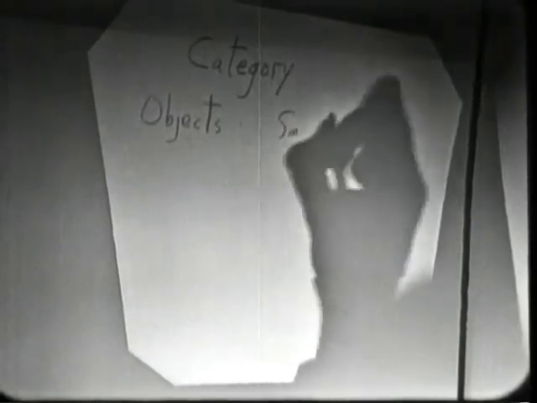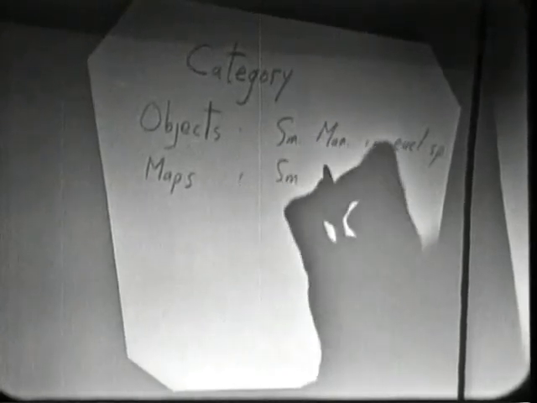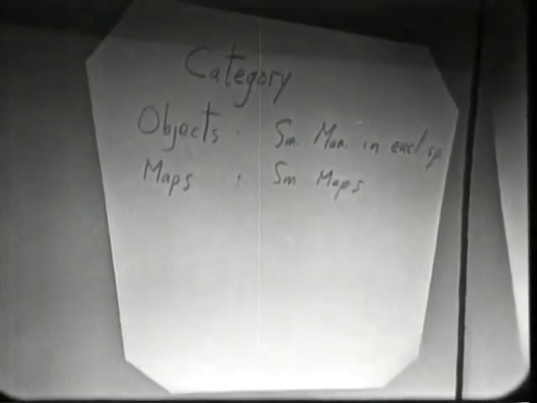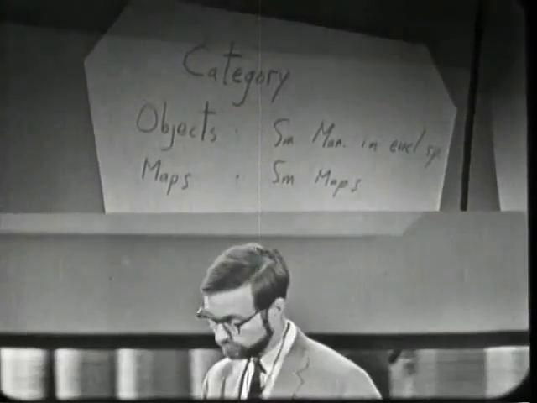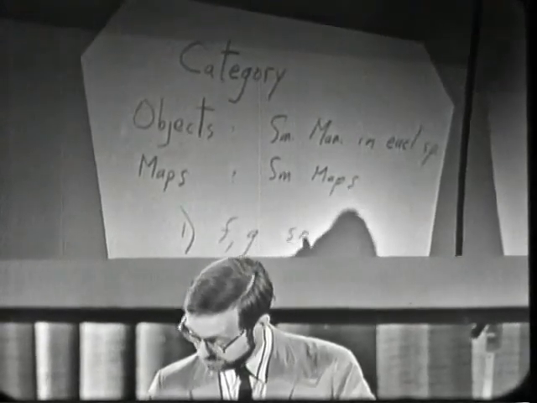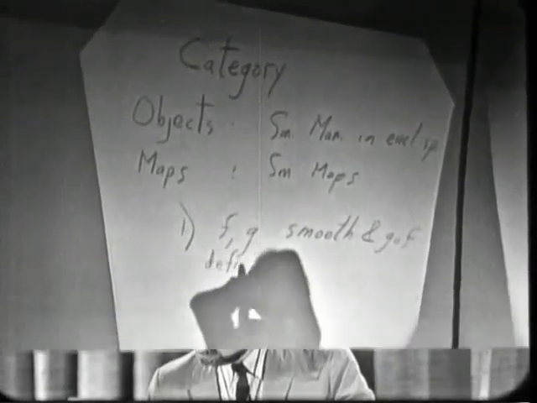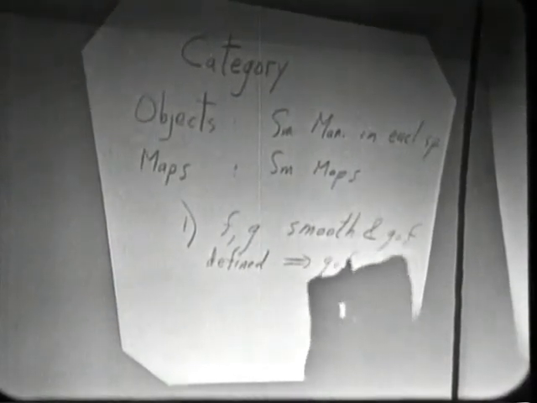And an important thing to realize is that we have what's called a category. That is, we have a certain collection of objects, namely the smooth manifolds in Euclidean spaces. And we have a certain collection of mappings, namely the smooth maps between smooth manifolds. And these have 2 basic properties which make this into a category, namely if F and G are smooth, and if the composition is defined, then the composition is smooth.